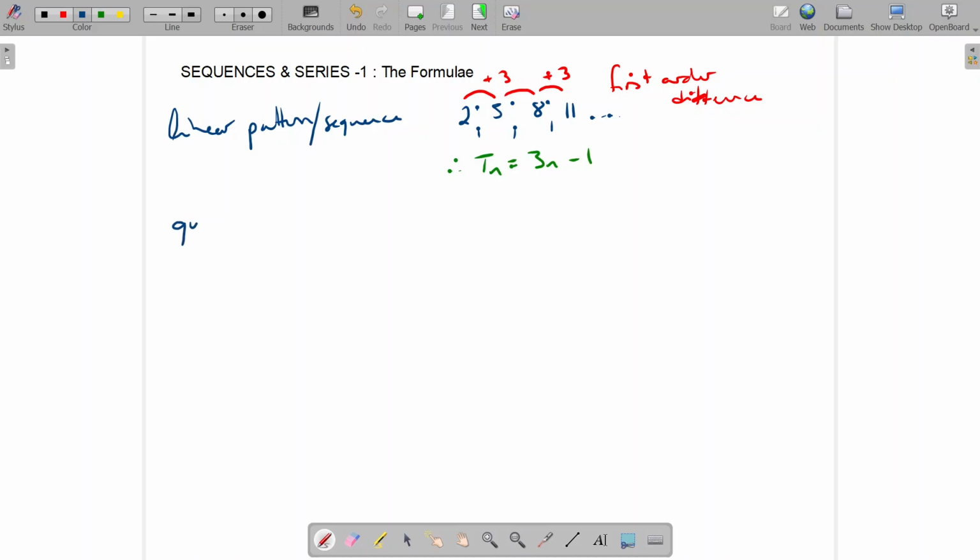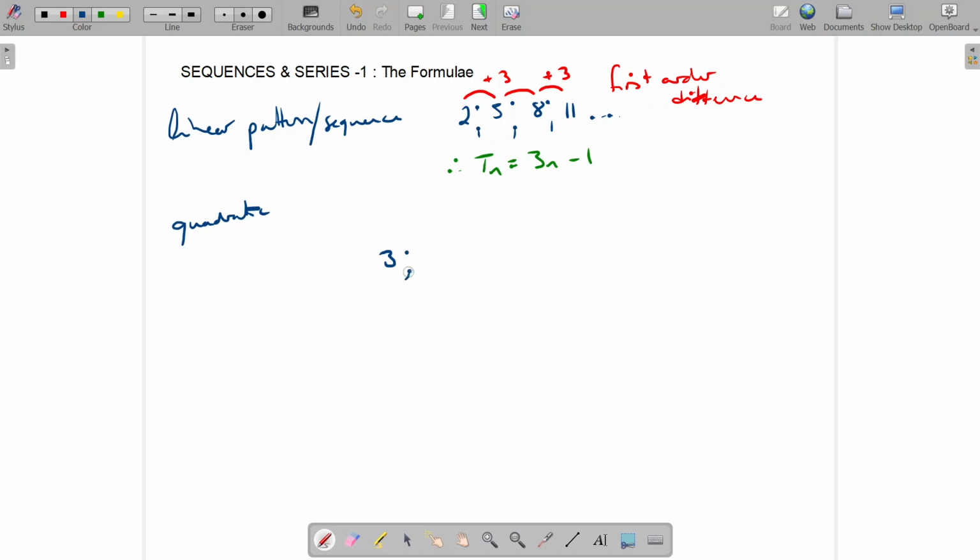We then looked at things like a quadratic pattern. So we could look at, for example, I don't know, let's try 3, 7, 13, I think works, 21 works, 31, I think works.